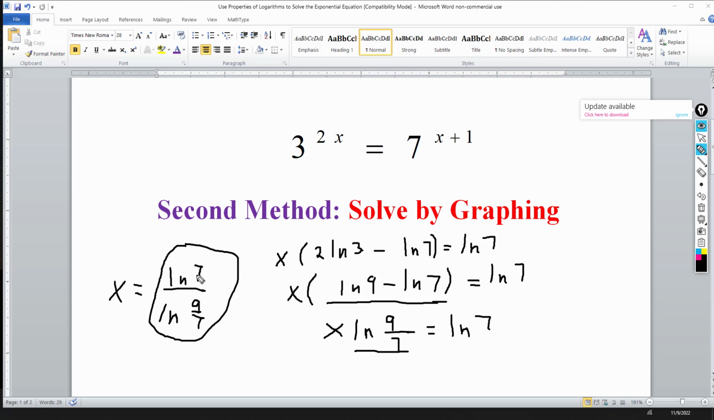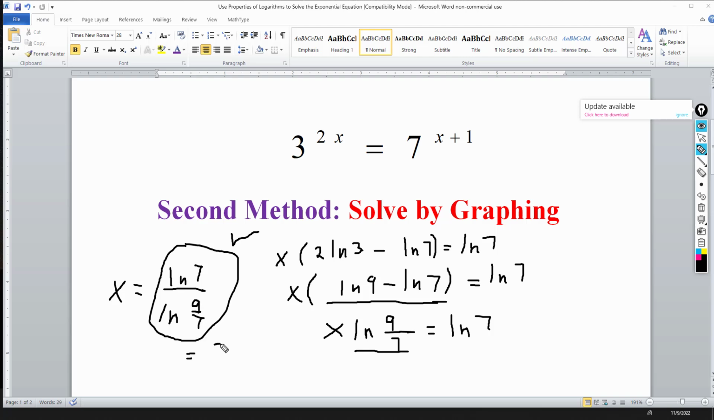Natural log of 7 divided by natural log of 9 over 7. Now you can leave this if they want the exact answer. That's it. If they want an approximation, then you simply use your calculator. Take the natural log of 7 and then hit your divide, and it's ln of 9 over 7. Make sure you put this in parentheses when you use the calculator to make sure you get the correct answer.